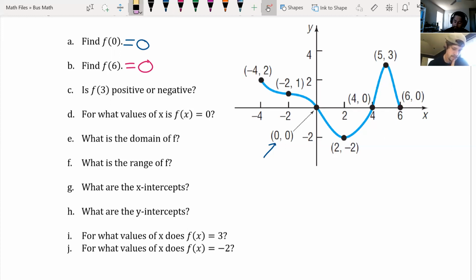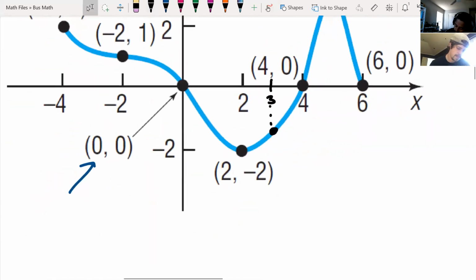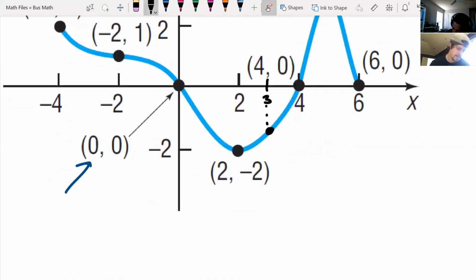Now, C, is f of 3 positive or negative? So what we're saying in this question is, when x is 3, is your y value above the x-axis or below the x-axis? Technically, we don't see a 3 on here, but we can place it. So if I just drew a little 3 in here, and then associated this y value down here, which I'm just going to call f of 3.